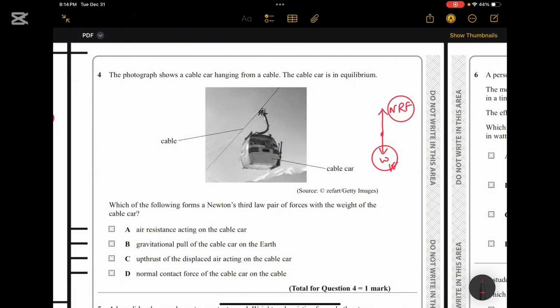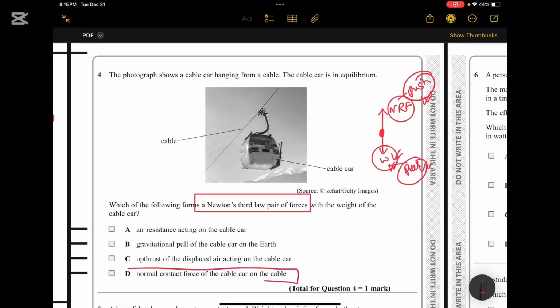The forces are acting on the man, on the same object. But Newton's third law pair forces should act on different bodies, and the forces should be of the same type. Weight is a pull force, the pull of the earth on the man, and the normal contact force is a push of the earth on the man. Both are acting on the man, and they are different types of force. So the normal contact force is not a Newton's third law pair force. We can omit this answer. This is not going to be our answer.